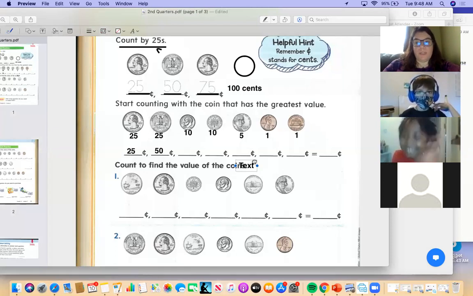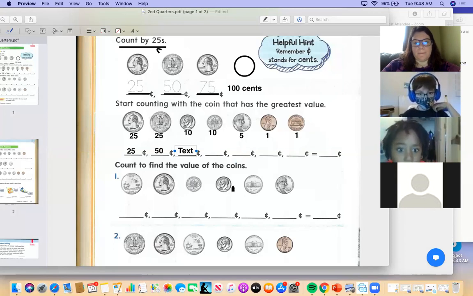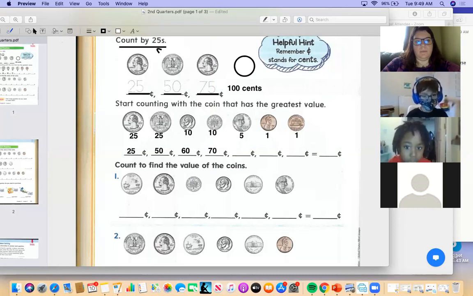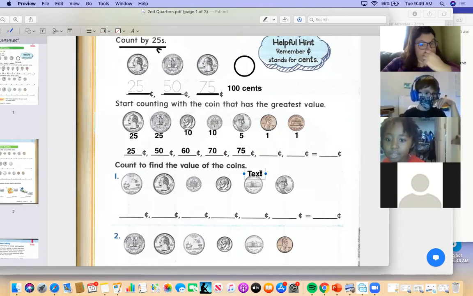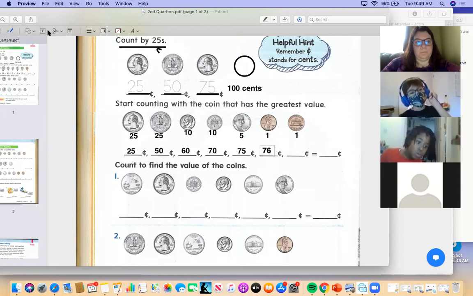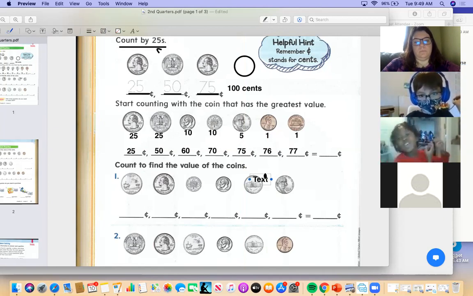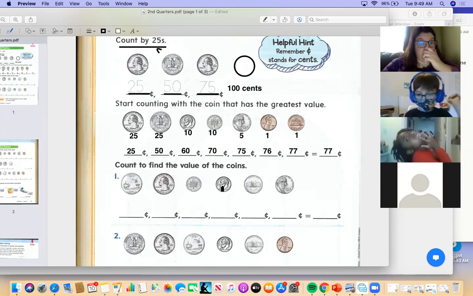So we have 25, 50, and now we're going to count up by 10. So 50 plus 10 is 60. Yes. 10, 20, 30, 40, 50, 60. Yes. 70. 75, 76, 77. And so the answer is 77. That's right. Yeah, 77. All right, 77.